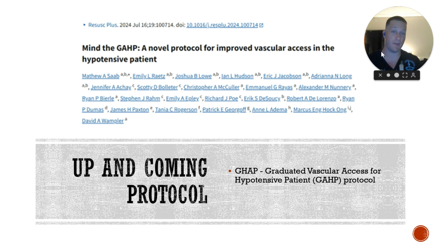This is a cool up and coming protocol. I think it's really cool. I'm really excited to use this on somebody one day. Basically, this was a protocol developed by EMS in San Antonio, where I live, and it's something to keep in your back pocket when the person's dying and you can't get IV access and you can't really thread the catheter and get what you need to give them the stuff that they need.